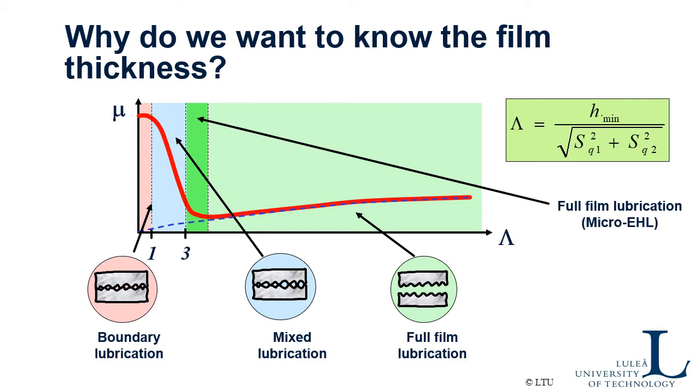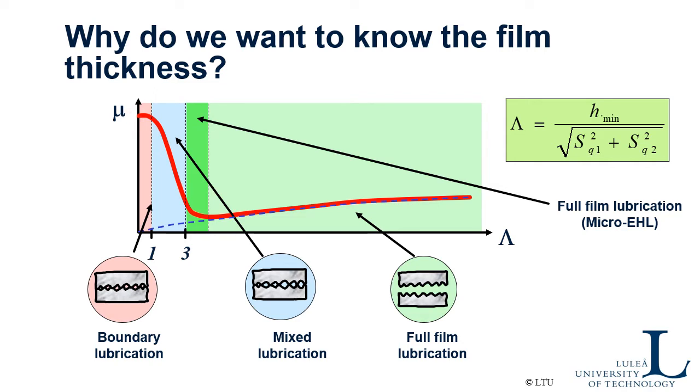Okay, why do we then want to know the film thickness in a lubricated contact? Well, we want to determine the lubrication regime, I mean the severity of the lubricated contact. Normally we strive at getting the lubrication in the full film regime, but sometimes, and often in engineering, in real cases, we are approaching the mixed and the boundary lubrication regimes.